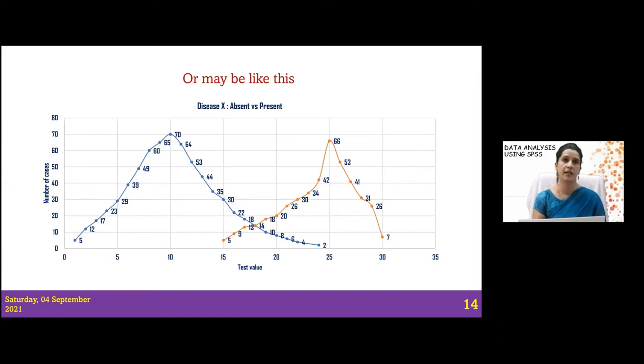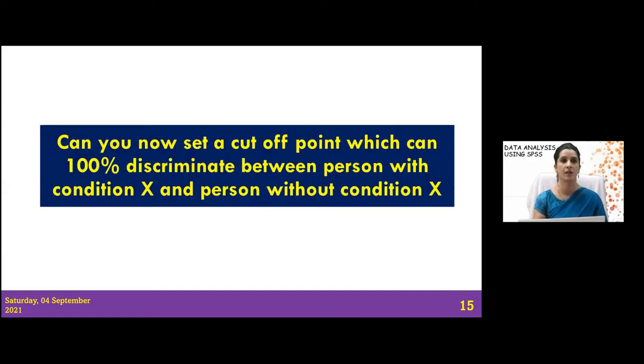And again, it may be like this, that the false negatives also increased. So you can see that more cases are now falling here. So 20 is the cutoff, and now you can see that this is the frequency. So 14, 18, 13, if you add this up in total, these many individuals were false negative. Ideally, they were having the disease, but if I go by the cutoff, they were not having the disease. So can I set up a cutoff point which can 100% discriminate between a person with condition X and a person without condition X, that is, the discrimination between a disease and a healthy?